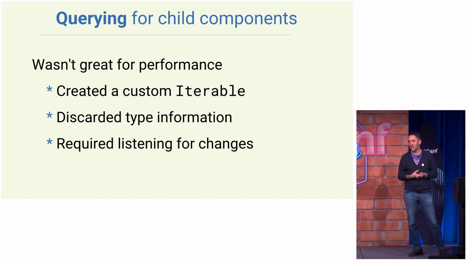It discarded all your type information, so if you were trying to use strong mode and you expected something to be a list of foo, it was always a list of dynamic, so you couldn't rely on that. And also, you had this weird thing where even though it was an iterable, it had a stream called changes, and you had to listen to see if the iterable changed. That's just not a pattern you really see in Dart anywhere. And people were confused, and it didn't work really well. So we were trying to think, how could we take the same pattern people want to use, find child components, and make it more Darty?